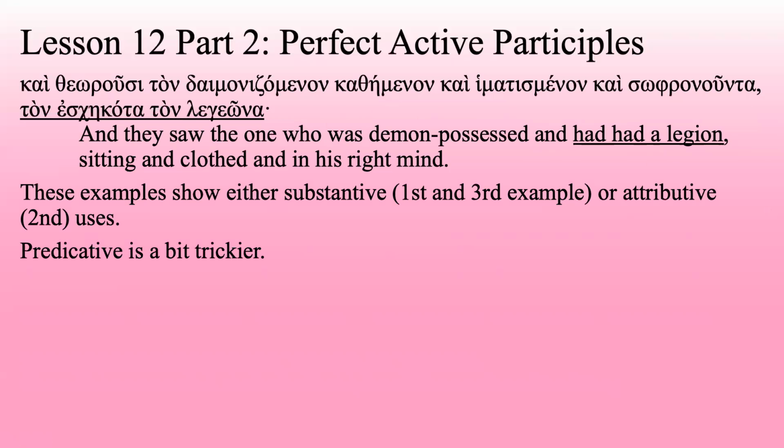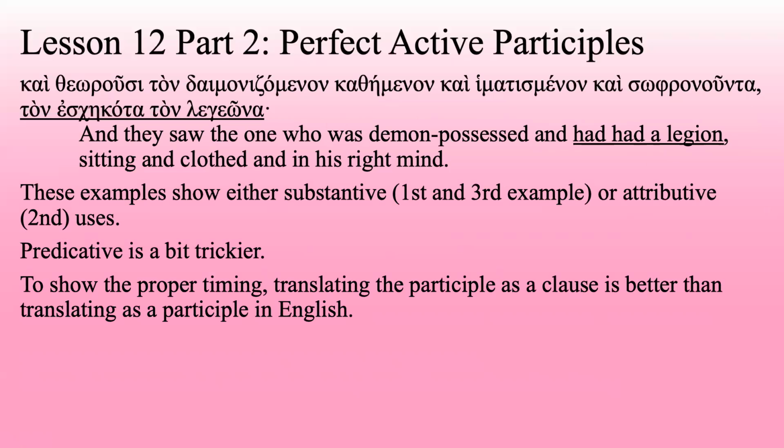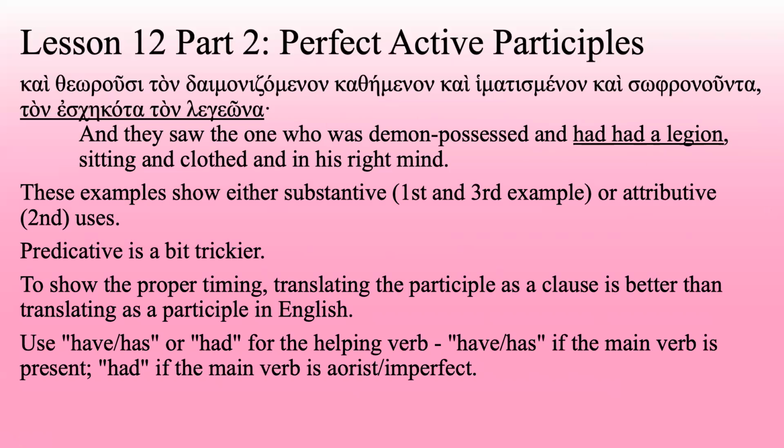These examples show either substantive, which was the first and third example, or attributive, which is the second example. Predicative is a bit trickier. To show the proper timing, translating the participle as a clause is better than translating it as a participle in English. We're going to use have or has or had for the helping verb. We're going to use have or has if the main verb is in the present. We're going to use had if the main verb is in the aorist or imperfect. And why that happens is this: if the main verb is in the present, we want to use an English present perfect to show that it was completed as it relates to the present.